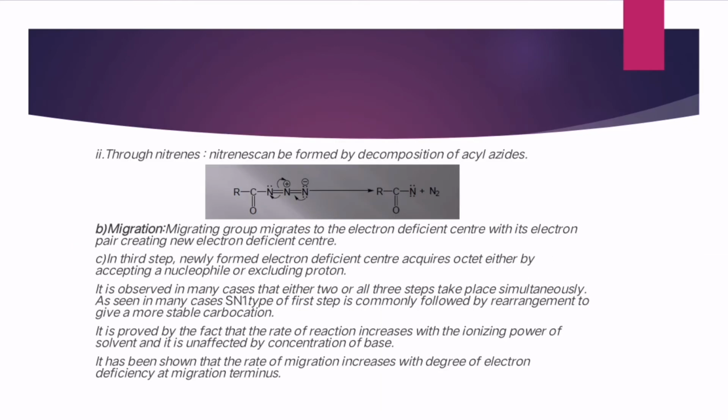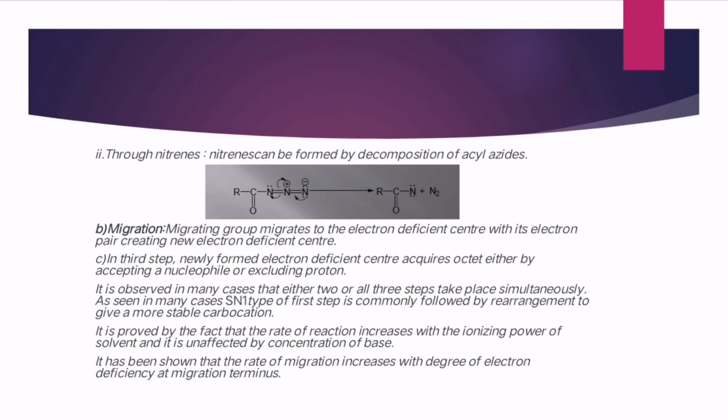Through nitrenes. Nitrenes can be formed by decomposition of acyl azide. Following is an acyl azide, which removes nitrogen gas, and the resultant is a nitrene.